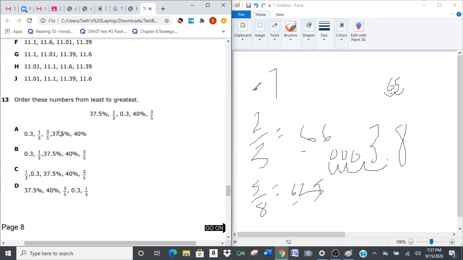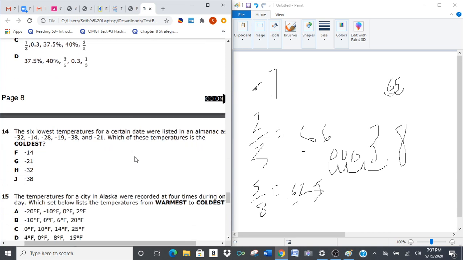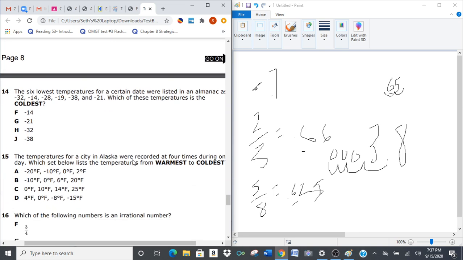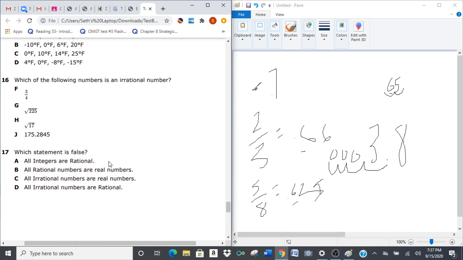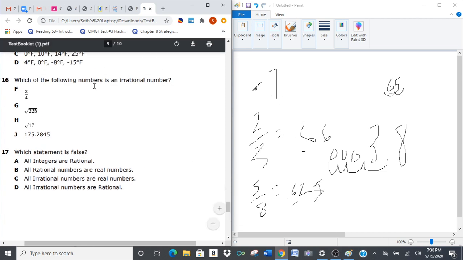I'm trying to do like a crash course for some of you guys. Don't get tricked if it asks you which of these temperatures is the coldest or the warmest. Number 16. 16 is a good one to end on.